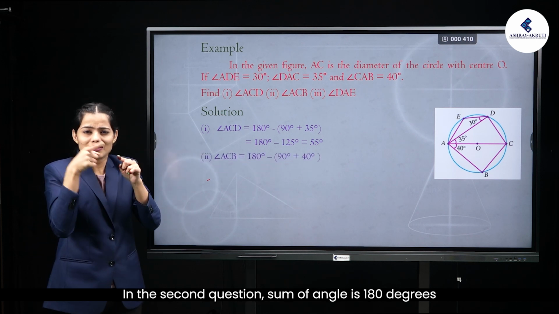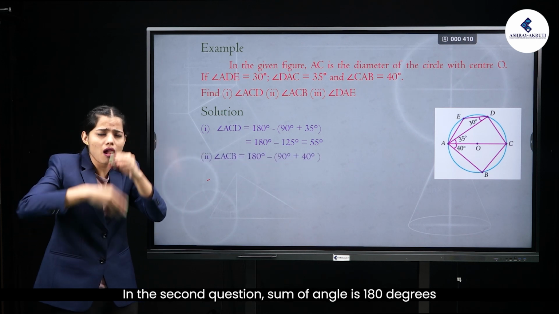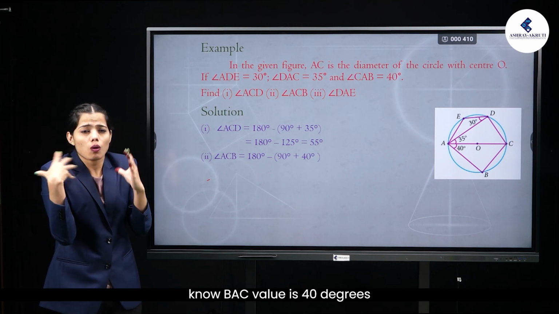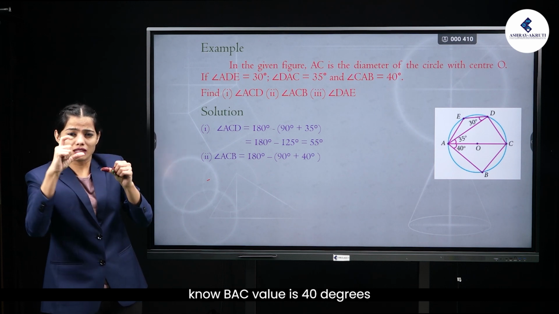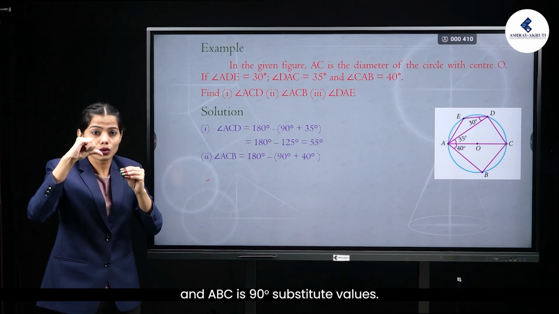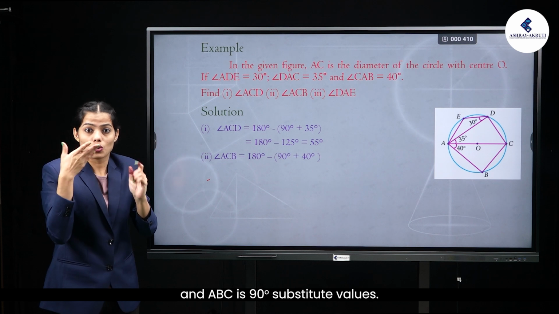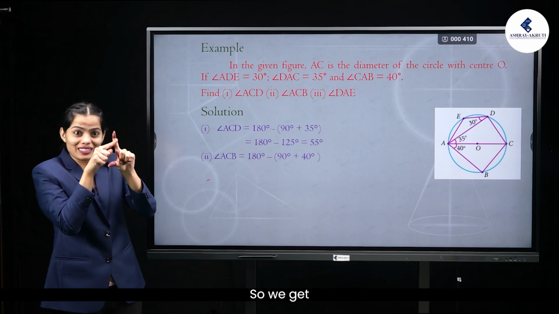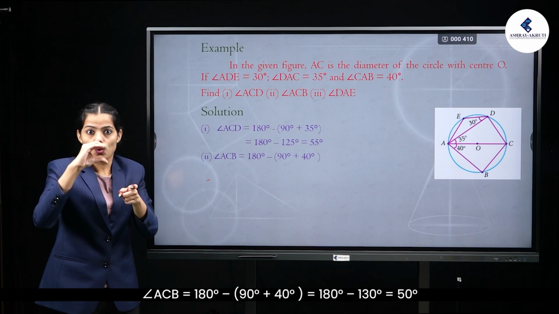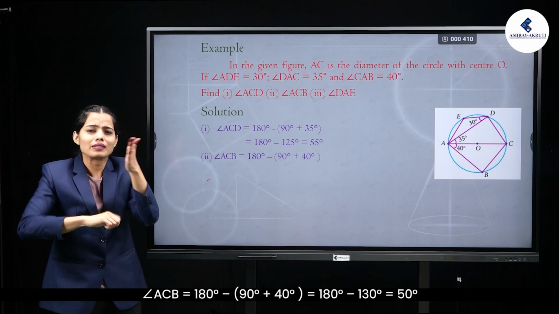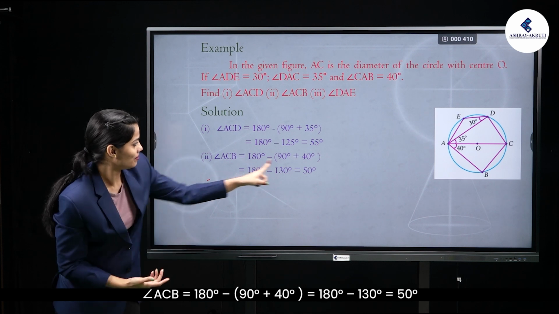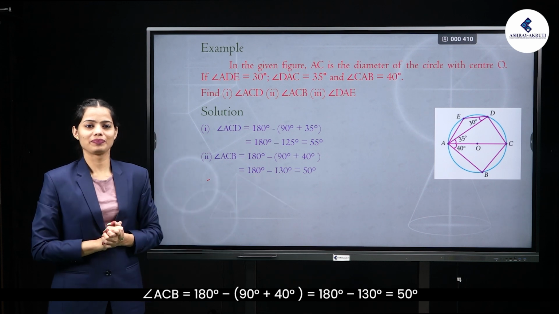In the second question, sum of angle is 180 degrees and we know BAC value is 40 degrees and ABC is 90. Substitute values, so we get angle ACB is equal to 180 degrees minus 90 degrees plus 40 degrees is equal to 180 degrees minus 130 degrees is equal to 50 degrees.